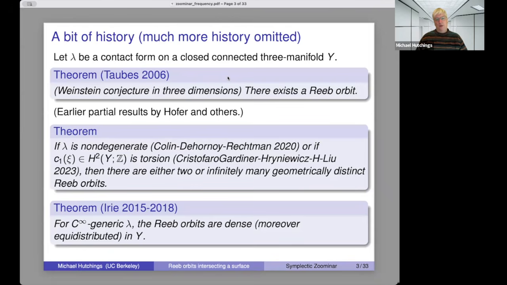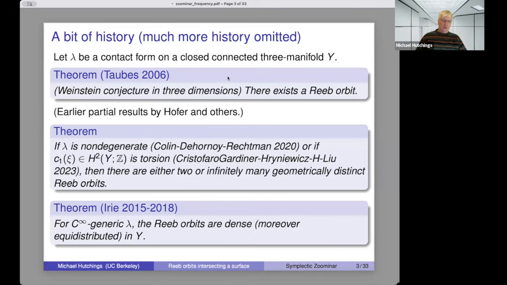This is known in the case when the contact form is non-degenerate, by Colin, Dehornoy, and Rechtman. Non-degenerate means that the Reeb orbits are cut out transversely in a suitable sense. It's also known if the first Chern class of the contact structure, which is some two-dimensional cohomology class, is torsion, by Dan Cristofaro-Gardiner, Hutchings, and Gerig, and Wei Liu. So this holds, for example, for any rational homology sphere. The remaining open case is where lambda is degenerate and the first Chern class is not torsion.